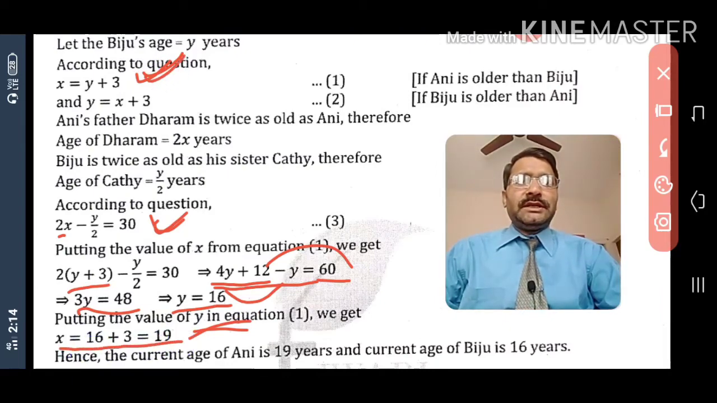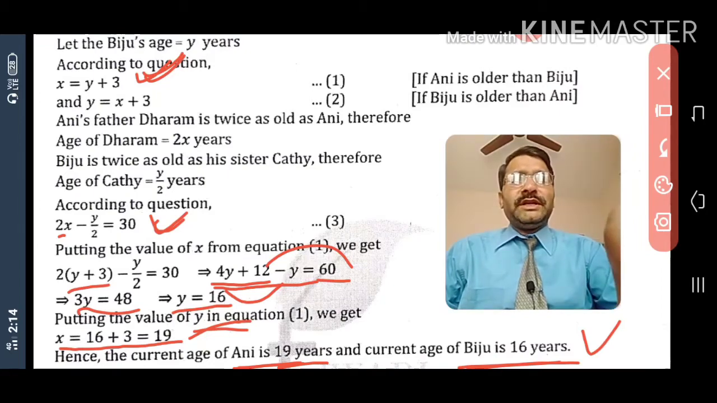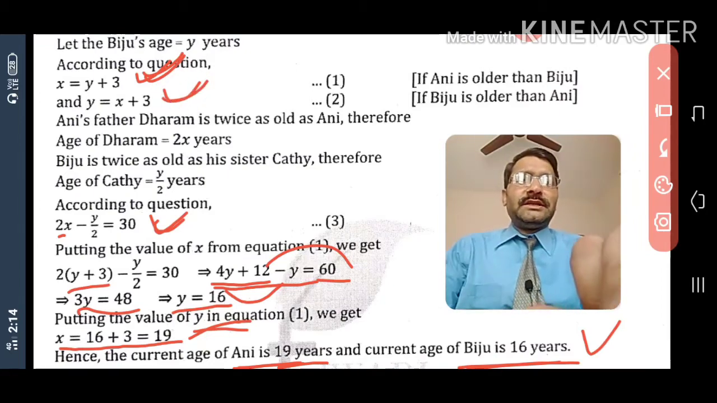Now what is Ani's age? Ani's age is x, and x we get as 19 years. And what is the age of Biju? Biju's age is y years, and y we get 16. So Biju's age is 16. Hope you understand this. Here one more part we have, the second case we will take.